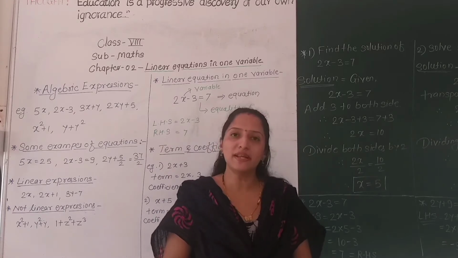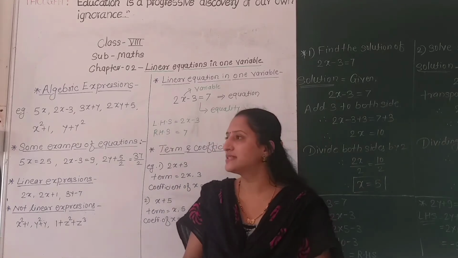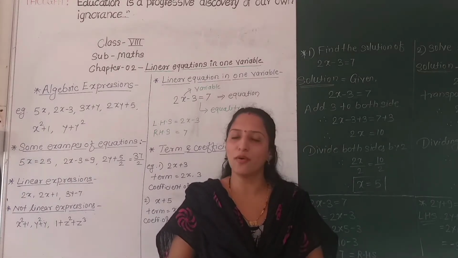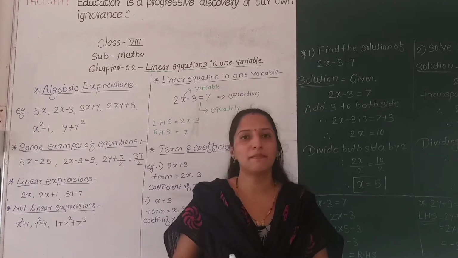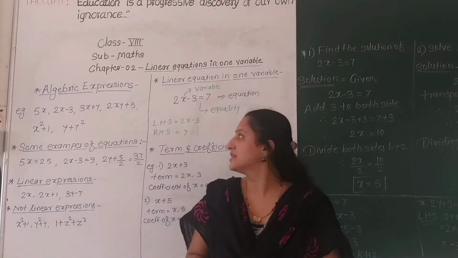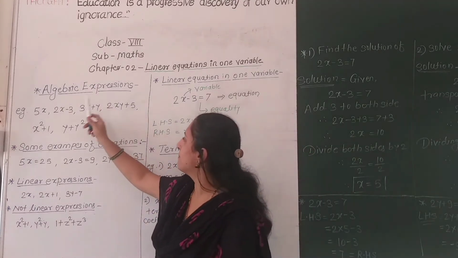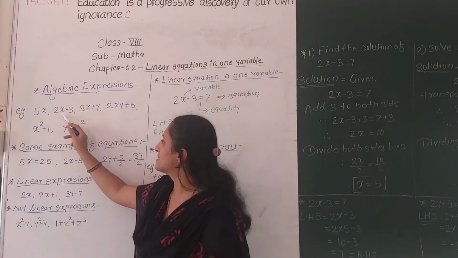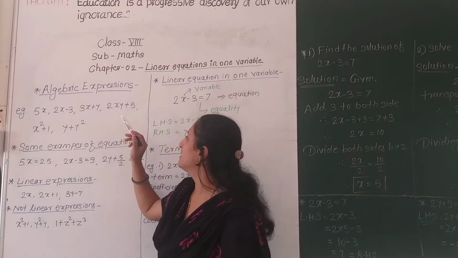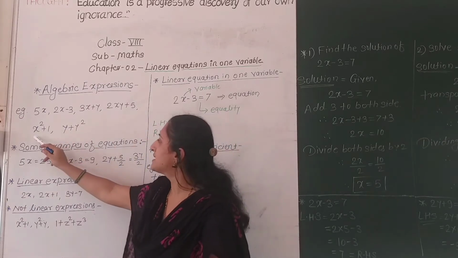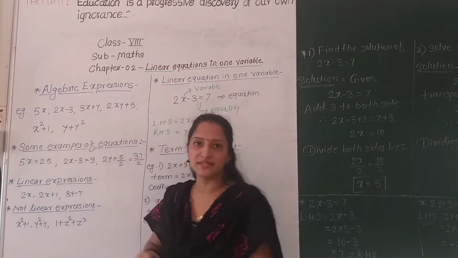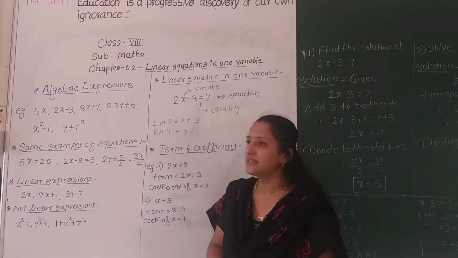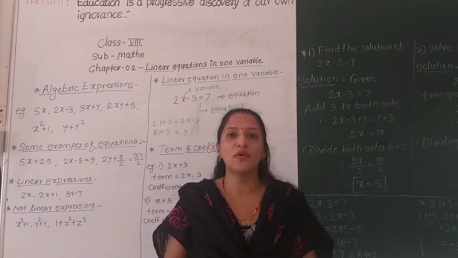Now algebraic expressions are made up of terms, coefficients, and variables, with mathematical operations like plus, minus, multiplication and division. Some examples of algebraic expressions are 5x, 2x minus 3, 3x plus y, 2xy plus 5, x square plus 1, y plus y square. Now, an algebraic expression contains one or more terms.